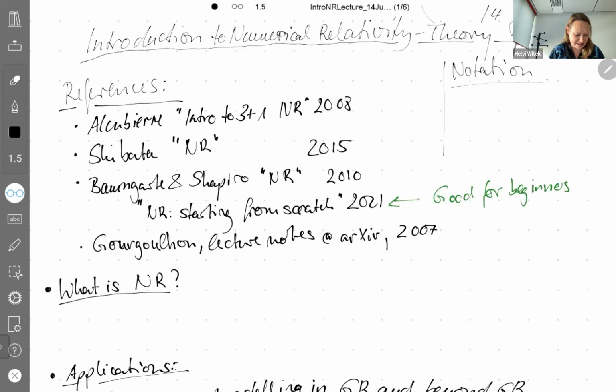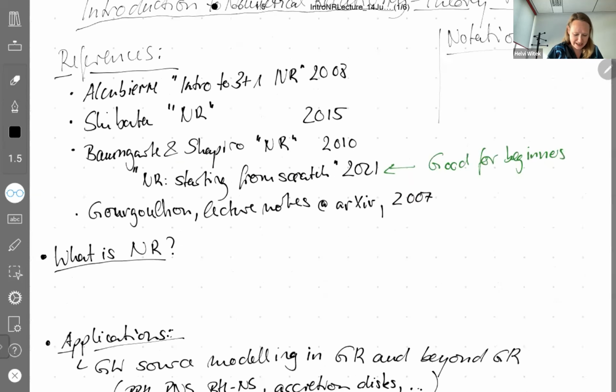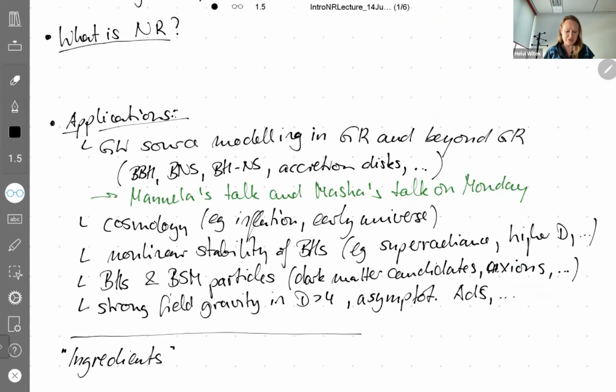As I already said in the beginning, the main application, of course, is gravitational wave source modeling, where we want to compute the dynamics as well as the gravitational wave emission when we have a compact binary that's very close to merger, where nonlinear effects become important, and during the merger. And you've seen really excellent talks about this yesterday.